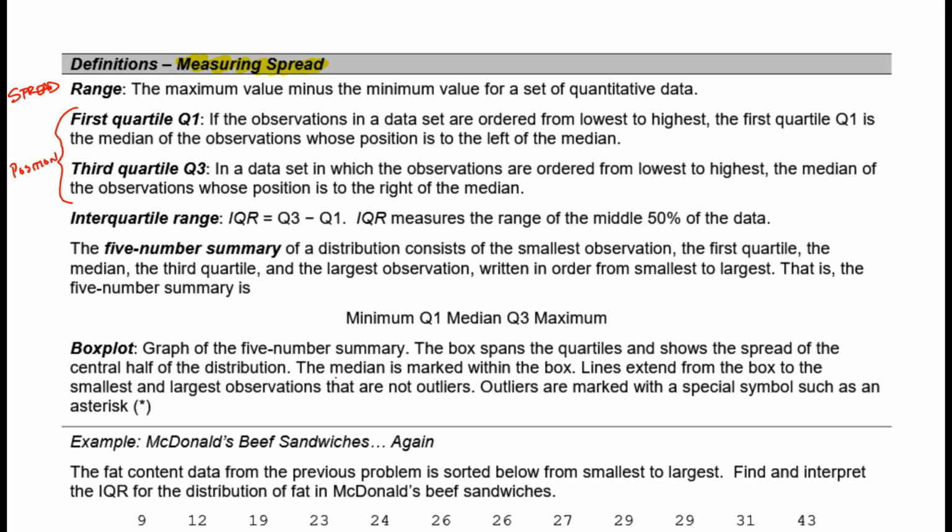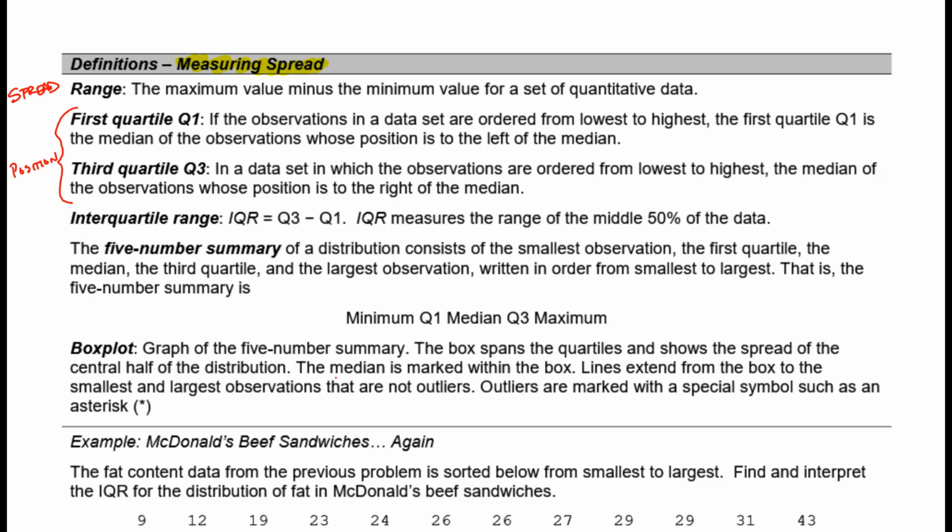And the first quartile, the definition is, if the observations in a data set are ordered from lowest to highest, the first quartile, Q1, is the median of the observations to the left of the median. Q3 is basically the median of the observations to the right of the median. So really what they do is Q1 marks the position that contains 25% of the observations to the left, and Q3 marks the position where there are 75% of the observations to the left.